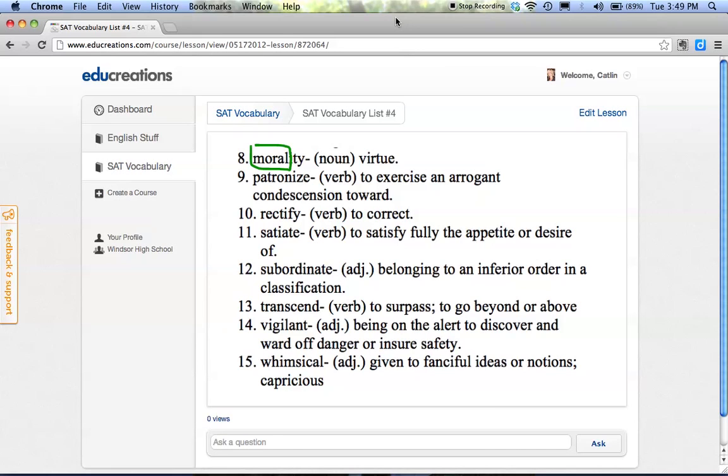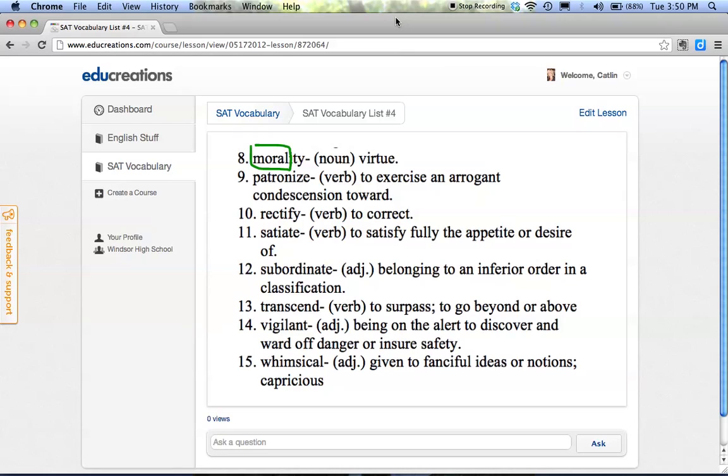10 is rectify. To rectify something or a situation means to correct. So if I hand out an assignment and I put some incorrect information on this assignment, I will need to rectify that and give you all the correct information. If you have had an argument with a friend, you might want to rectify that situation and apologize and talk to them. So it just means to correct.